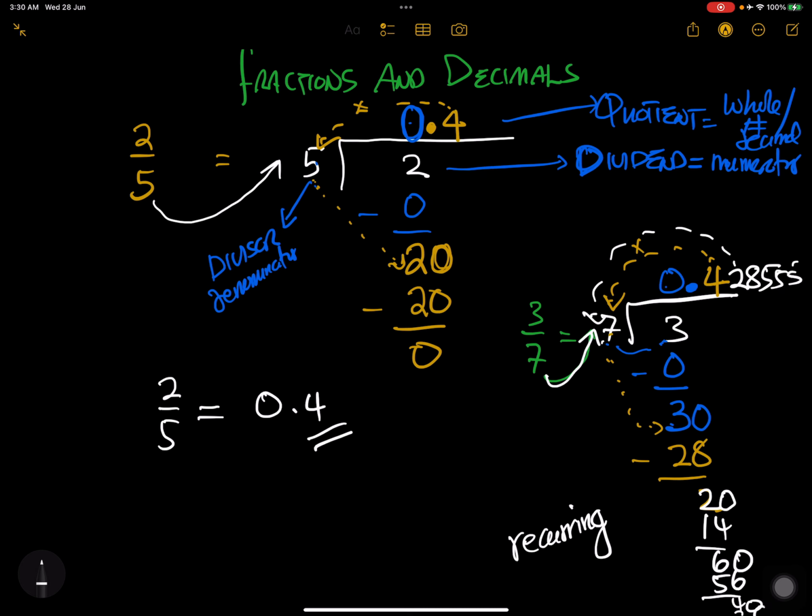So normally we'll say that 3 over 7 is equal to 0.4285, and then we put a dot on top, meaning that that 5 will keep recurring.